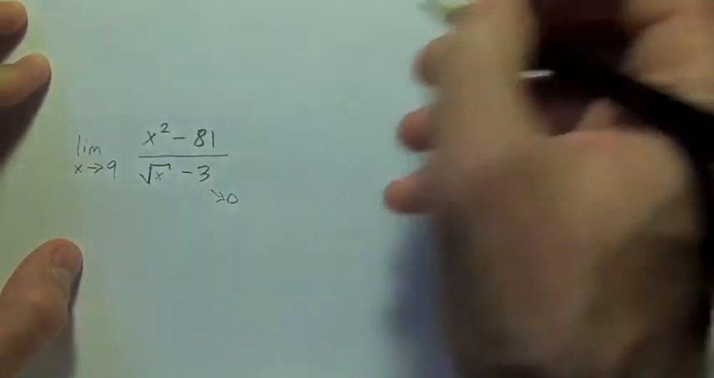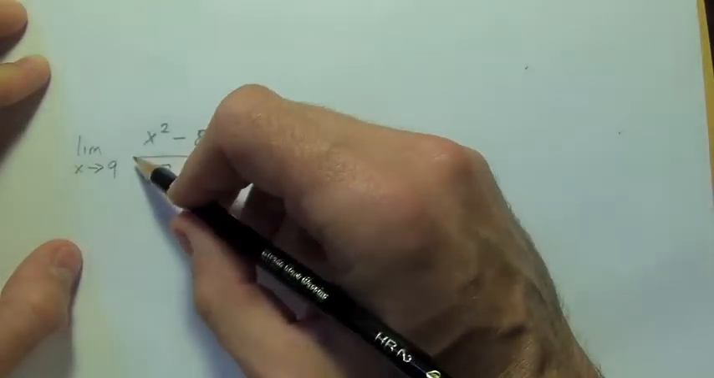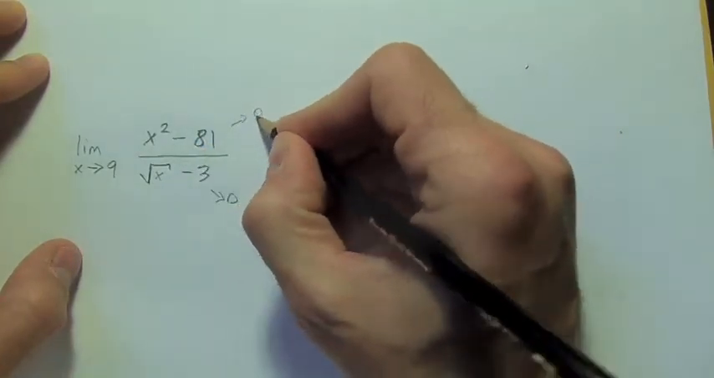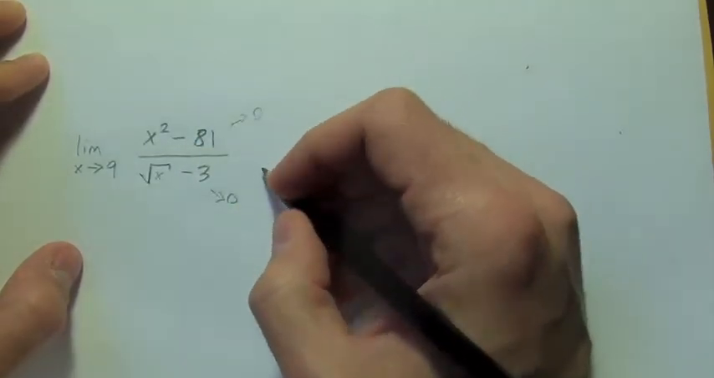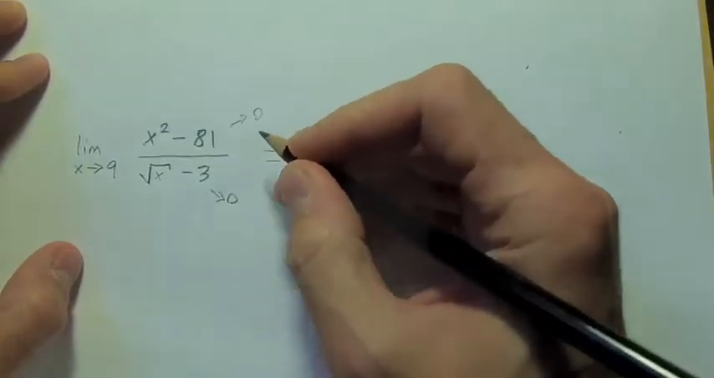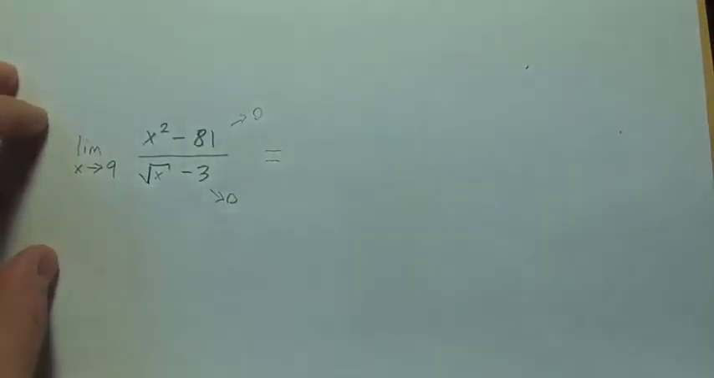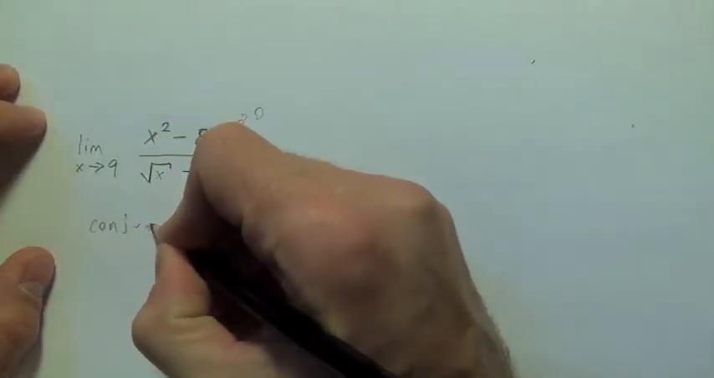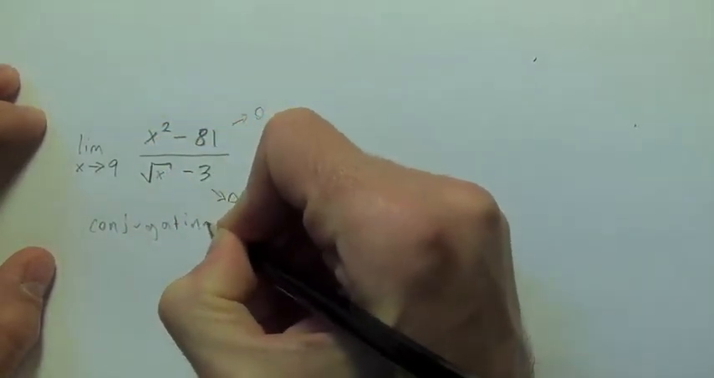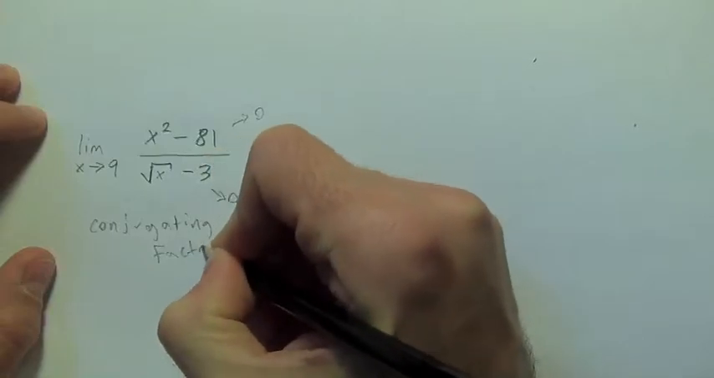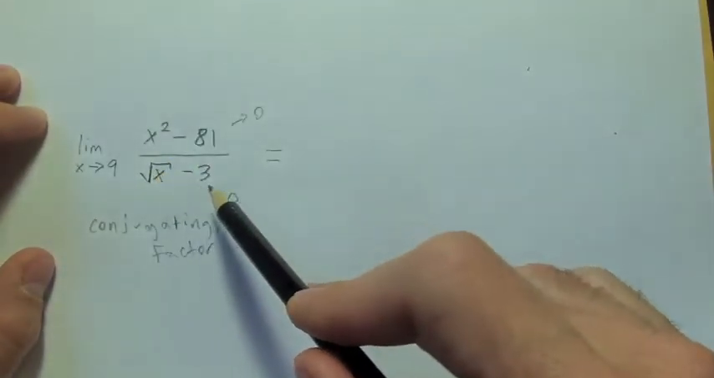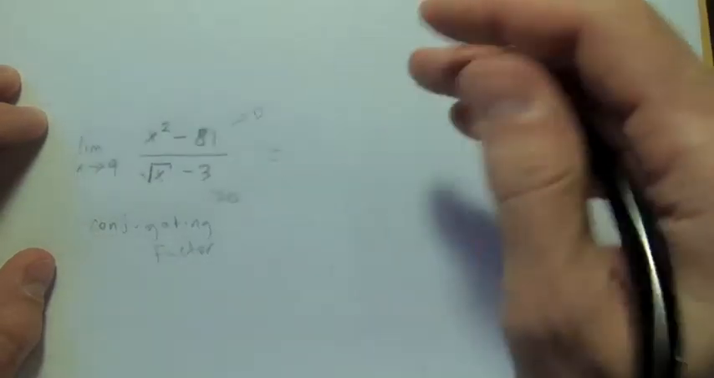That means we have trouble. We've got more work to do. And then 9 squared is going to be 81 minus 81, 0 over 0. Okay, so we see a square root, so we're going to want to use a conjugating factor. The conjugating factor here, of course, I'm going to take the square root term, wherever it might be, and just change the sign.